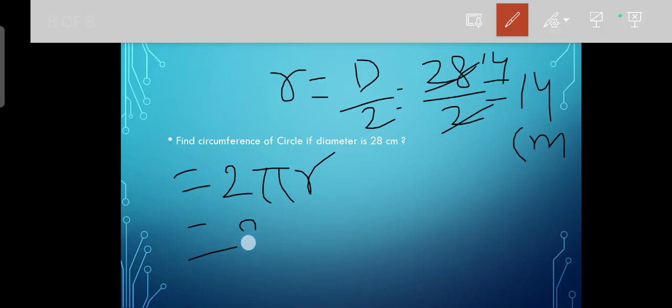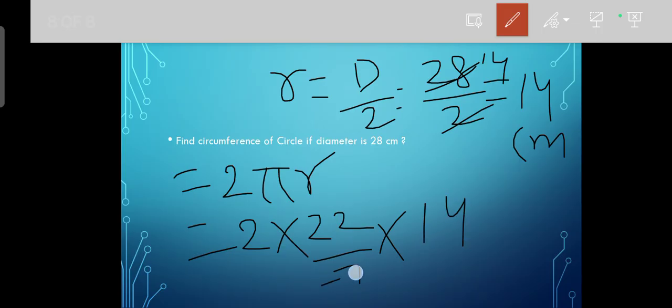Then we can find it, as the value of pi is 22 upon 7 and the value of r is 14. 7 2s are 14. So the answer is 2 into 2 into 4, 22 into 4. So the circumference is 4 2s are 8, 88 centimeter. This will be our final answer.